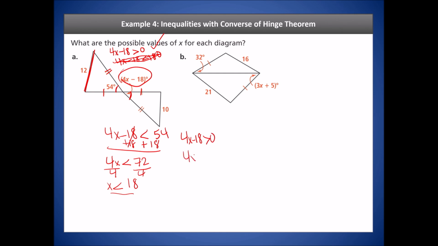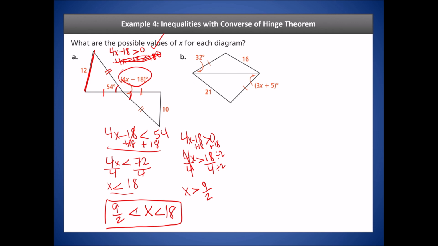Again, we're going to add 18 to both sides like we normally would, and then divide by 4. Now we're going to divide this by 2, top and bottom, and that's going to be 9/2. So if we put these together, we're going to get that x is less than 18, but greater than 9/2. So x is between 9/2 and 18. Okay, so that takes care of A.